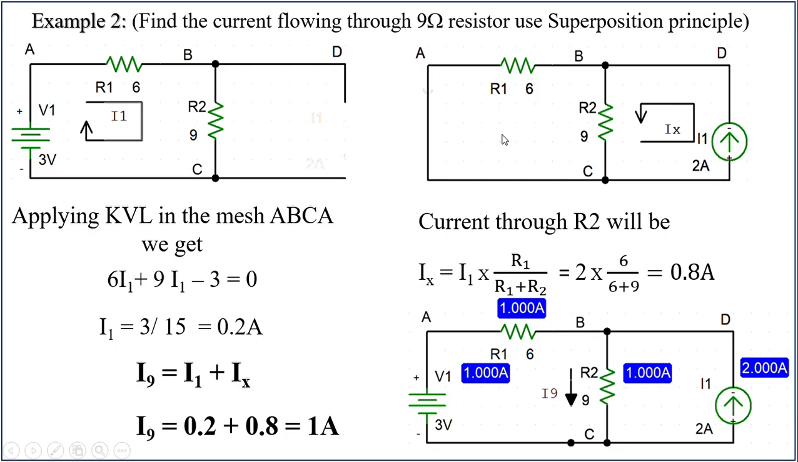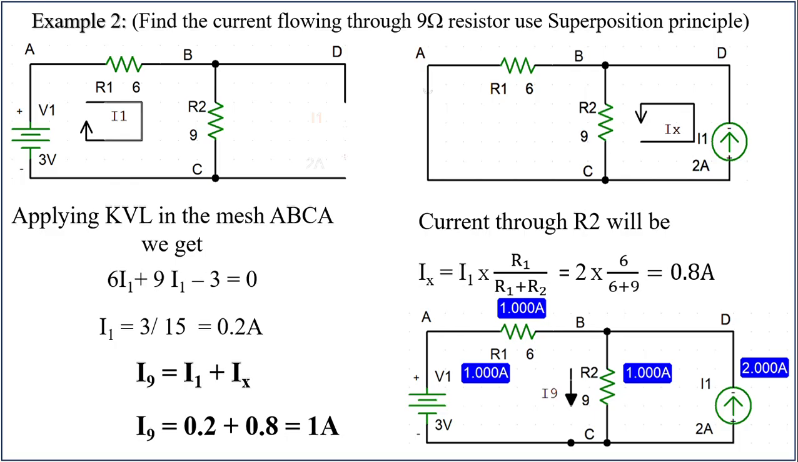Now, in this circuit, I consider the current source alone. I replace the voltage source with a short circuit. Now I want the current in R2. The formula for that is Ix, the current flowing through this, is equal to the total current I1 into R1 by R1 plus R2. This is the general formula which we use in order to find the current through a single resistor.